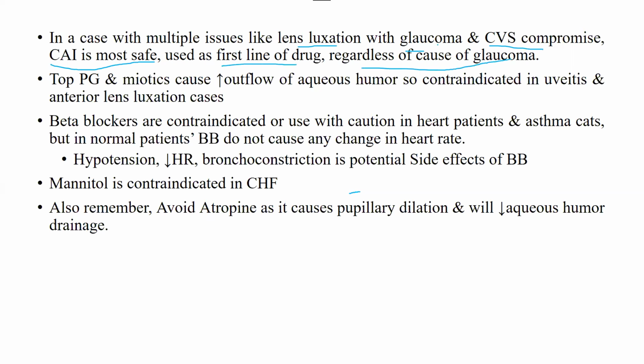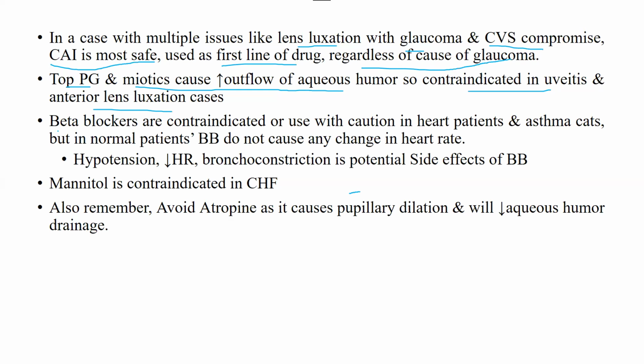So you can see which drug is safer to use when the cardiovascular system is compromised or there is lens luxation: CAI. Then topical prostaglandins or miotics cause increased outflow of the aqueous humor, so they are contraindicated in uveitis or anterior lens luxation. Because we know uveitis does cause glaucoma; we have discussed how it causes it. Since these drugs cause increased outflow, you are not going to pick topical prostaglandins or miotics. Use any other option for that.